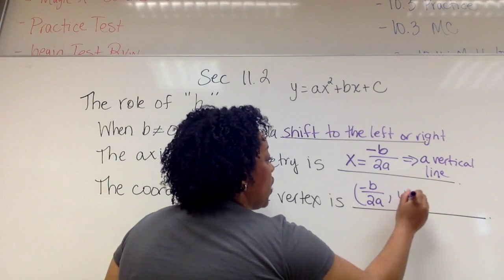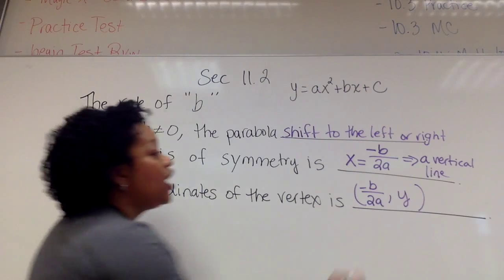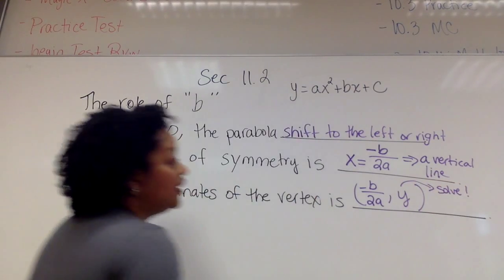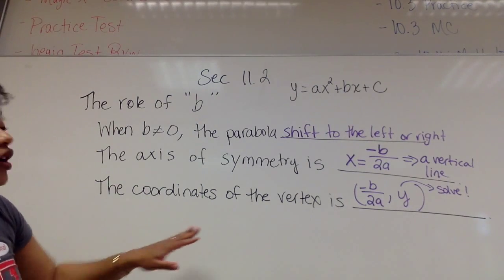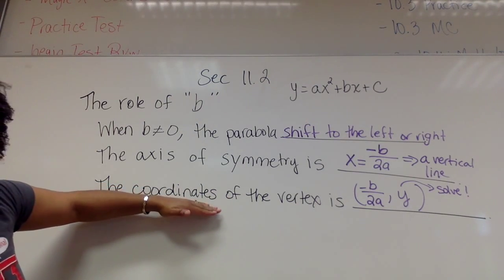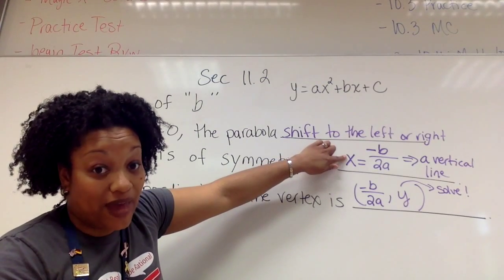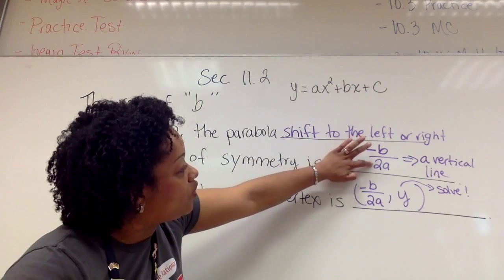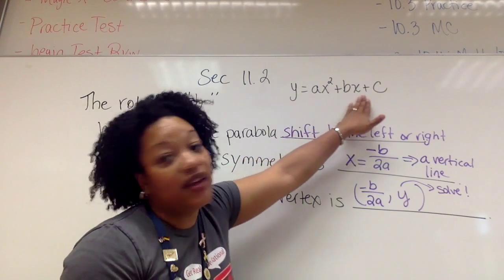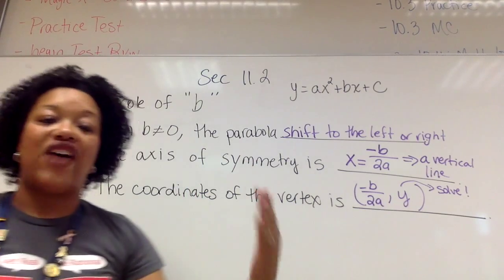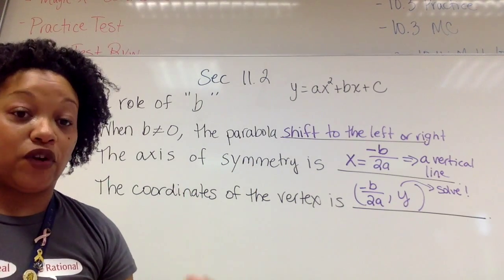And then your y. Well, how do you get the y? We're going to solve for y. Okay? So the only real work you're going to have to do is right here. This is going to be a little mental math, I hope. Then whatever value you get for your x, you'll plug and chug into your function. That tells you your y. That will be the coordinates of your vertex.